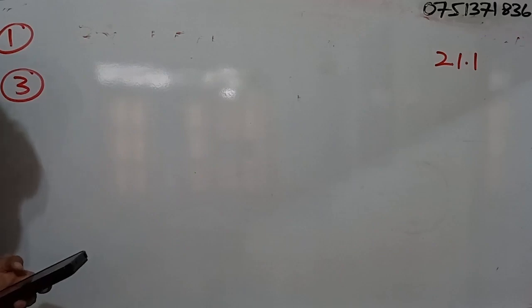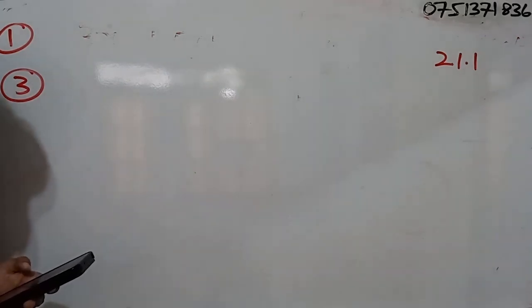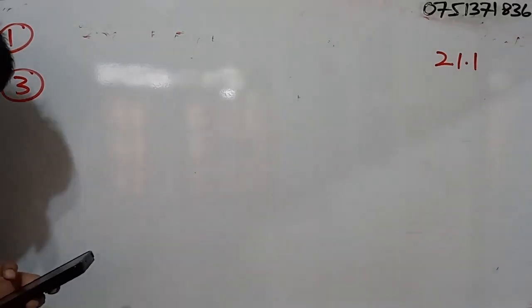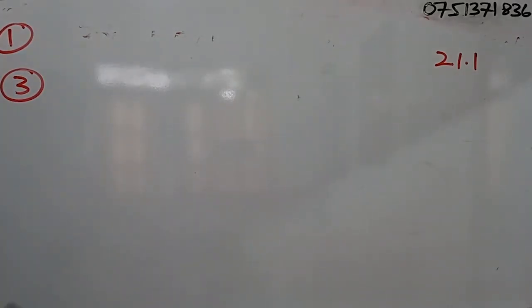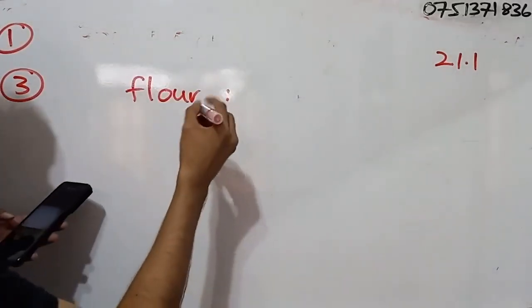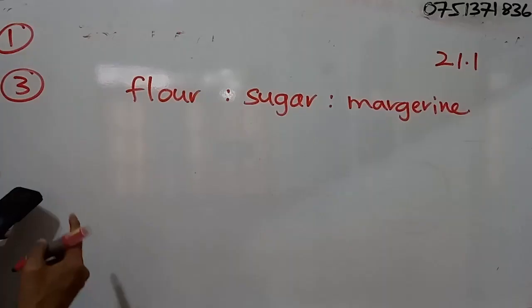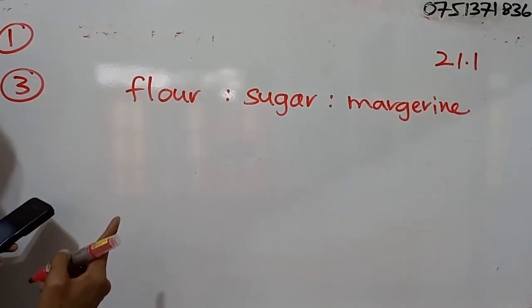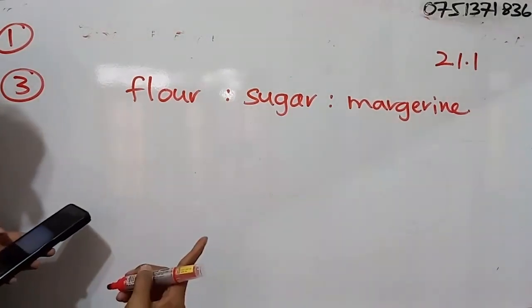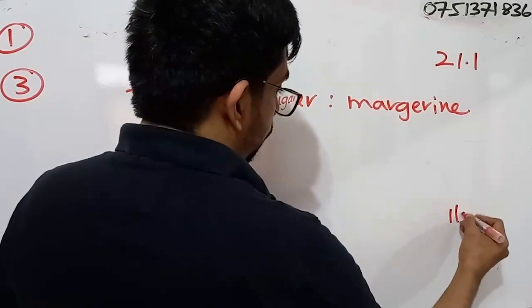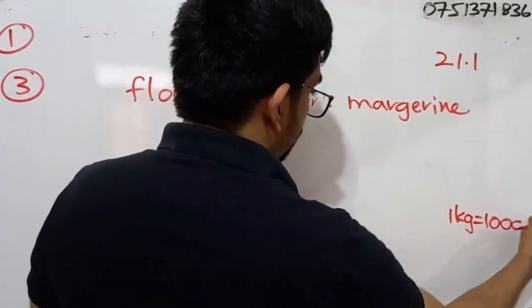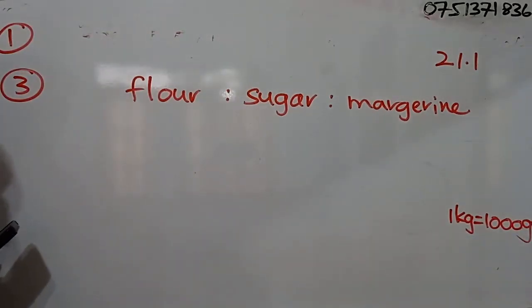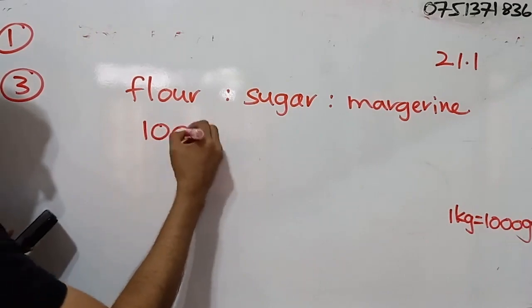Right, part 3. The ingredients for a cake are 1 kilogram of flour, 500 grams of sugar and 500 grams of margarine. Right? So we have flour to sugar to margarine. So we have 1 kilogram of flour now. So other ingredients are given to us in grams. So we know 1 kilogram is equal to 1000 grams now. Right? So we will write the amount of flour in grams. So it will be 1000.